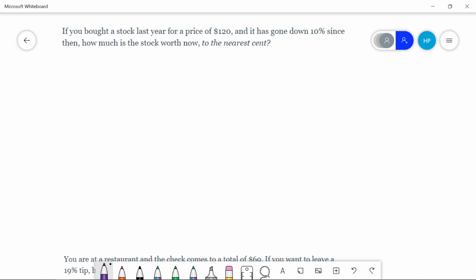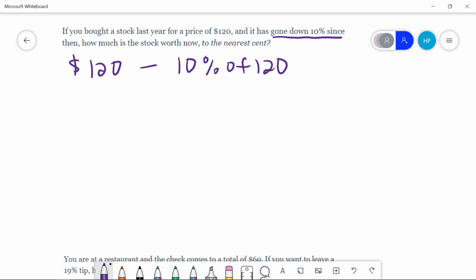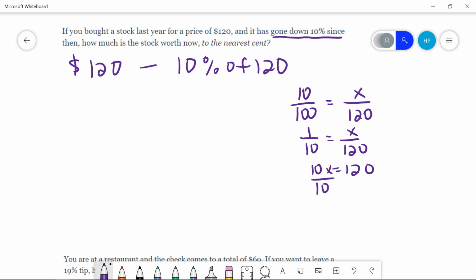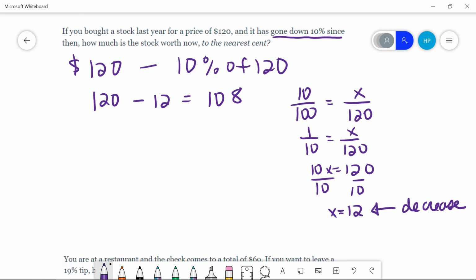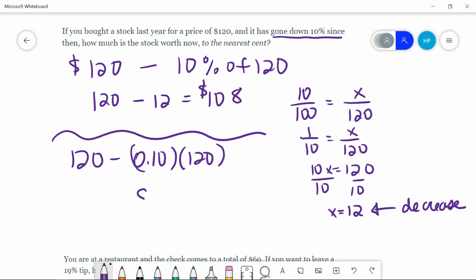Okay, now this one, notice that it says the stock has gone down 10%. So we're going to do $120 minus 10% of $120 to figure out how much the stock is worth now. Now, the previous one we did with the decimal, so let's do this one with a proportion. I'll divide both sides by 10, and I get x equals 12. Now, remember that this is the amount of decrease. So we're going to do 120 minus 12, and that gives me $108. Now, if you had decided to do it the decimal way, you might have done this, and you would have gotten the same thing.